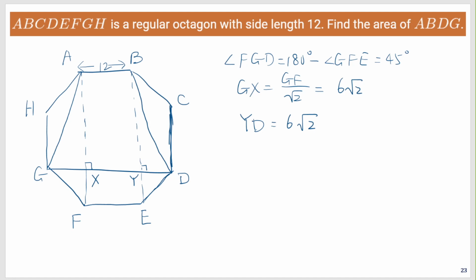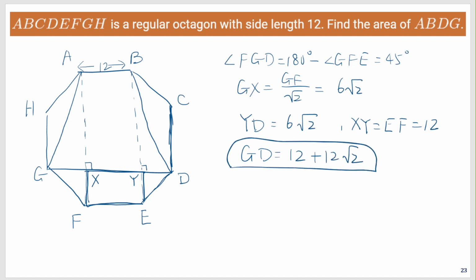XYEF is a rectangle. So XY equals EF equals 12. Therefore, base GD of our trapezoid has length 12 plus 12 square root 2. This is the key to this problem.